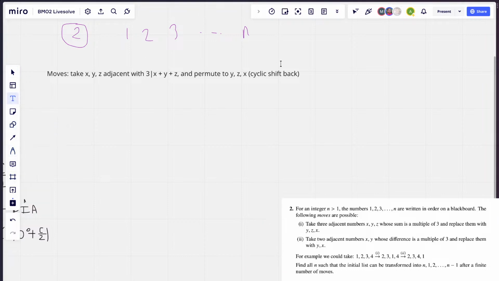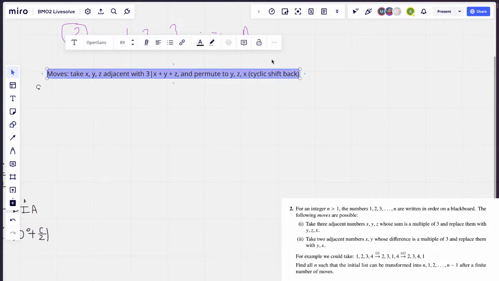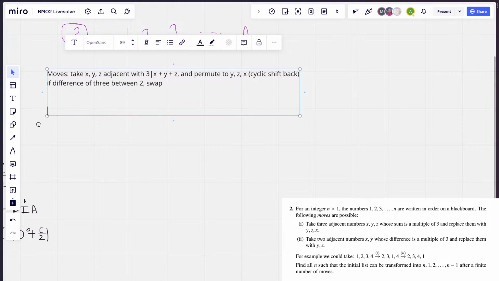Okay, so we're allowed to do a cyclic permutation of 3 if the sum is a multiple of 3, and if it's a difference of 3, then swap them. I bet this is going to be some kind of invariant. Yeah, almost certainly. So what do we want to get at the end? We want to get n, 1, 2, 3. So we want to cyclically permute all of them.